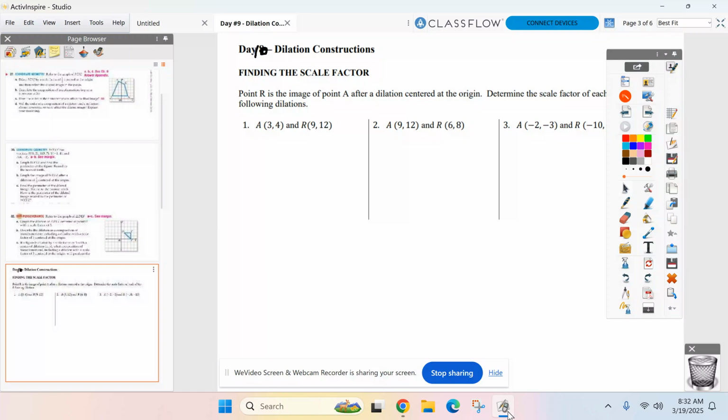And if you read through the directions here, point R is the image of A. So I started with A, (3, 4). I'm telling you I did a dilation. We did a dilation, and I went to (9, 12). What was my scale factor? Well, I don't want you to guess here, but good news. Keep reading the directions. We're dilating with the center at the origin.